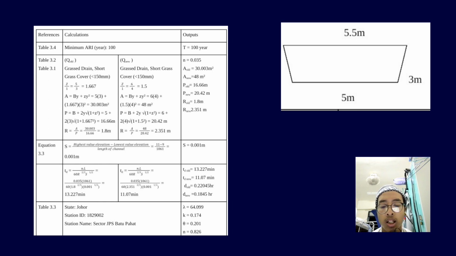For the new design trapezoidal, we get area 48 meter squared, and P is 20.42 meter, and R is 2.35 meter. For the friction, S is 0.001. And then for the TD, the old TD, we get 13.227 minute, and the old D is 0.22045 hour. So after that, for TD new, we get 11.07 minute, and for D new, we get 0.1845 hour.